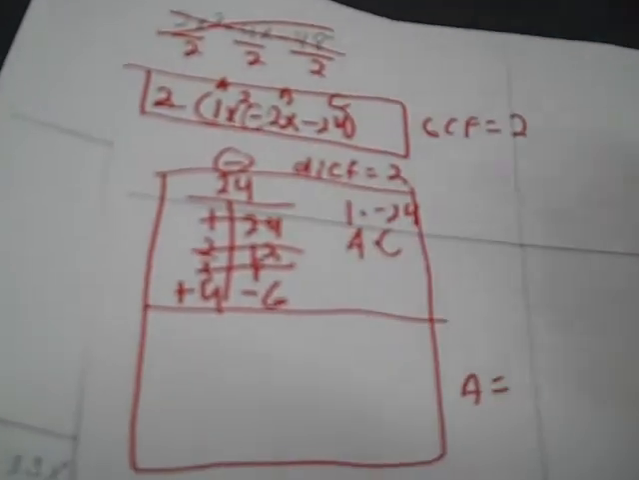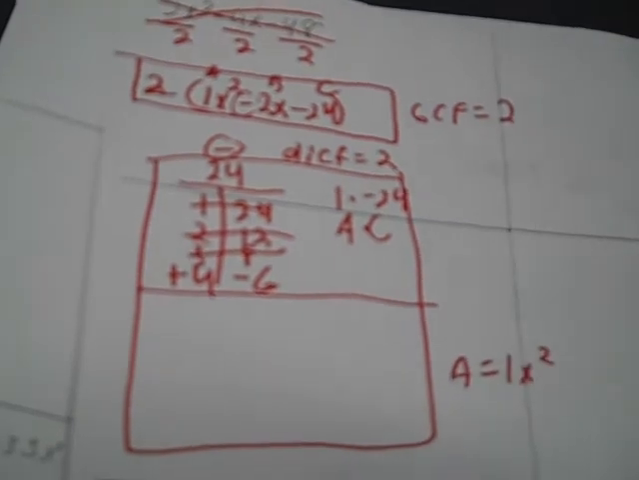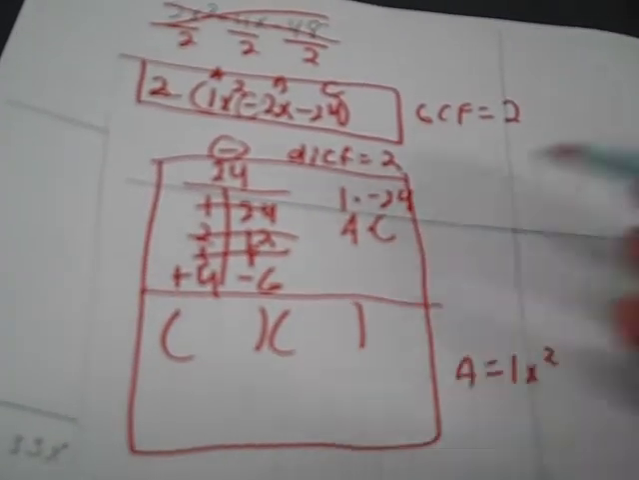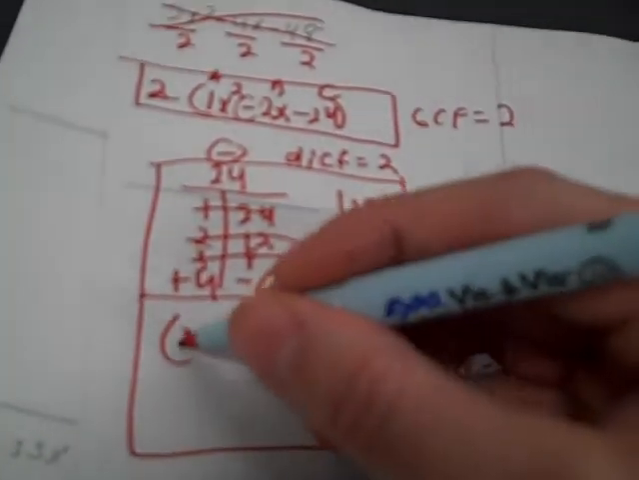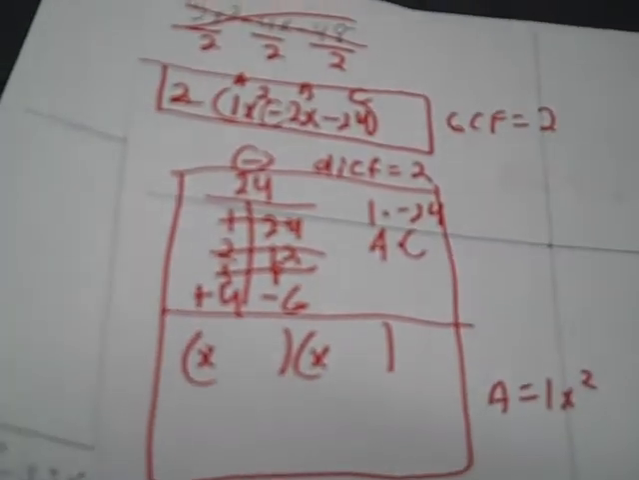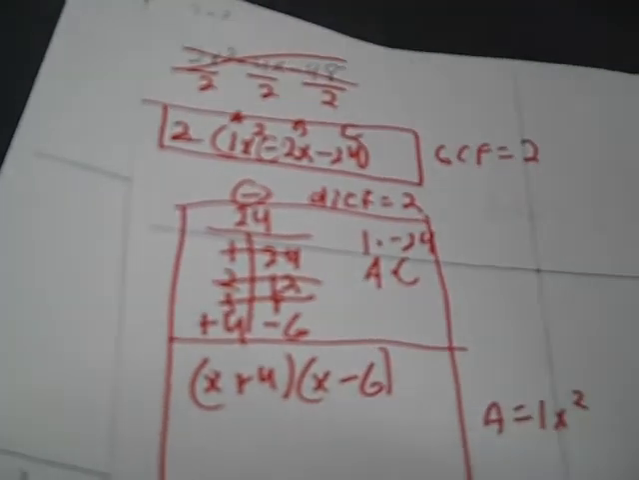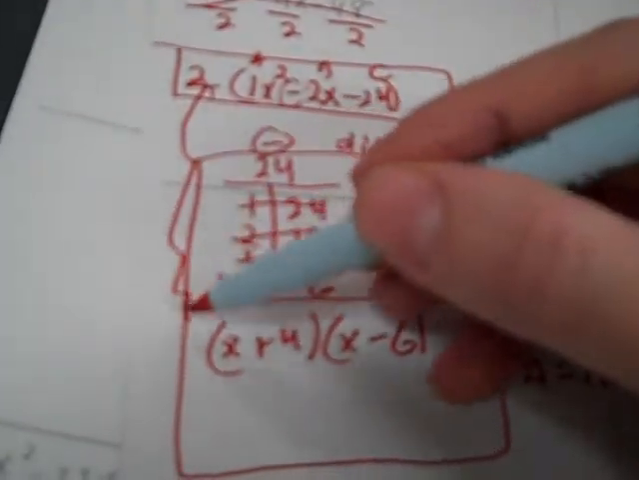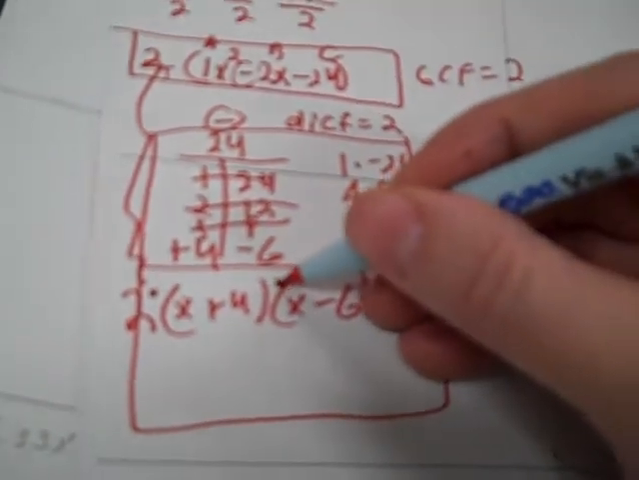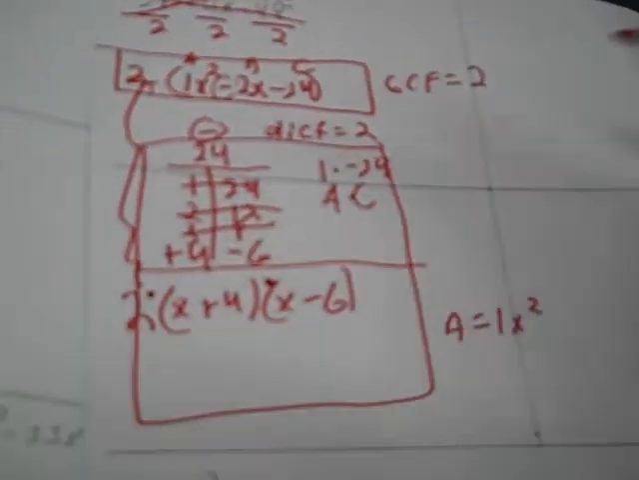Okay, so A here is 1x squared. That's good. That means I just have to make 2, because I know 1x squared is just a regular x times a regular x, okay? And then plus 4 minus 6. Now, that's all you got to do, but remember, bring that 2 down here. Okay, so 2 times x plus 4 times x minus 6.